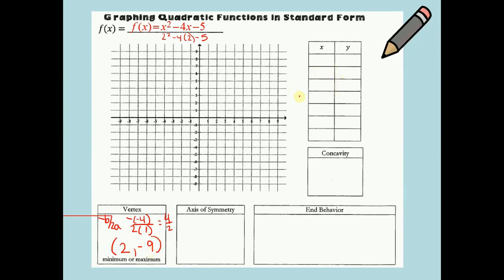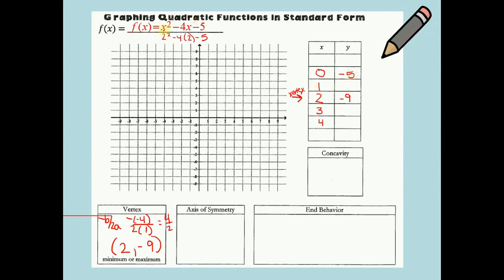Now, guys, since this is a parabola, you want to put your vertex in the middle of your table when you're graphing in standard form, because your vertex needs to be in the middle, right? So I'm going to have 2, -9. Now I need some numbers around 2, so I'm going to go 0 and 1 and 3 and 4. So if I plug in 0, I'm going to get 0 squared, which is 0, minus 0 minus 5. So that's going to be -5.